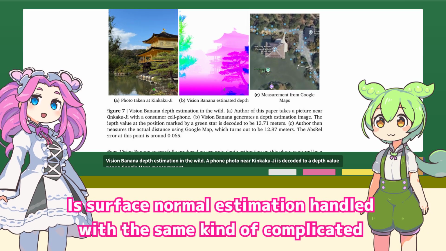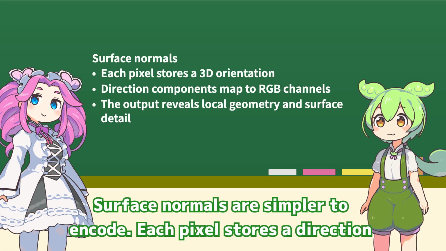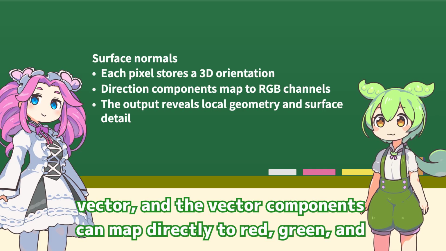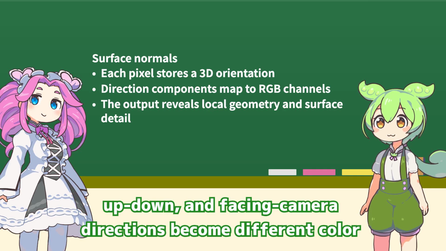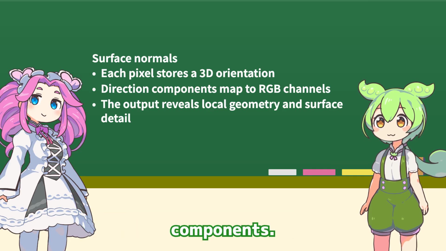Is surface normal estimation handled with the same kind of complicated color curve? Surface normals are simpler to encode. Each pixel stores a direction vector, and the vector components can map directly to red, green, and blue channels. The paper uses camera space normals, so left, right, up, down, and facing camera directions become different color components.